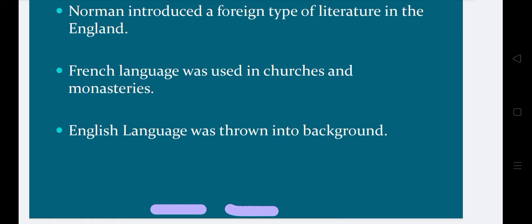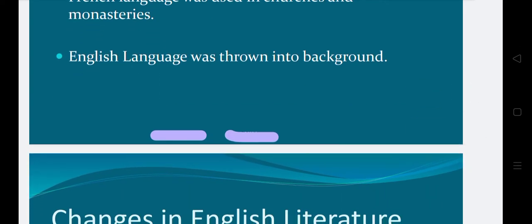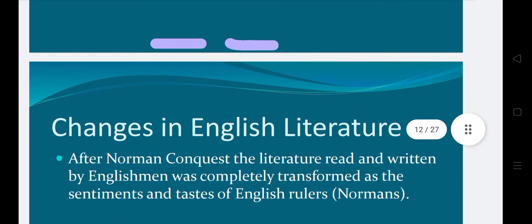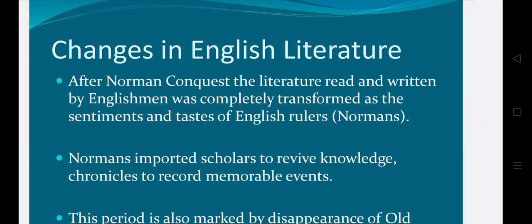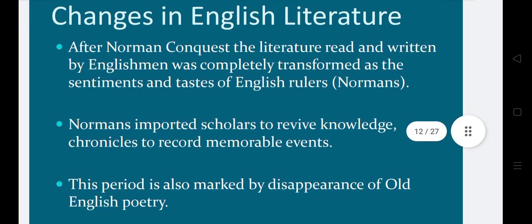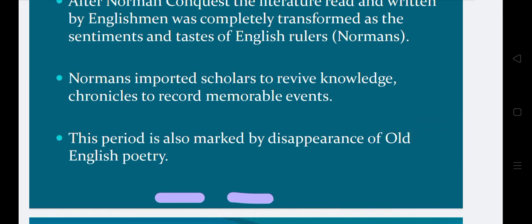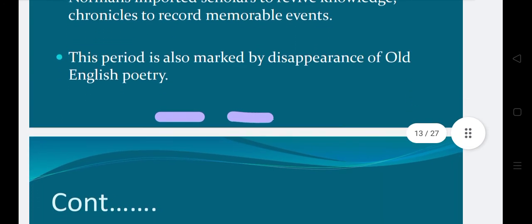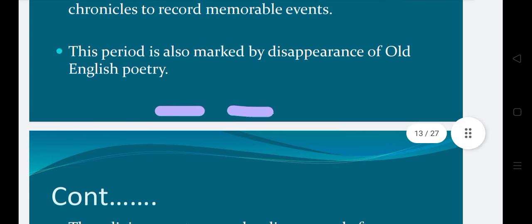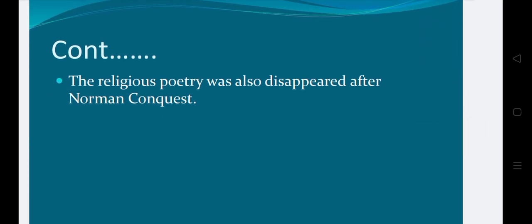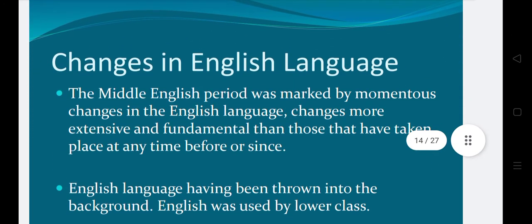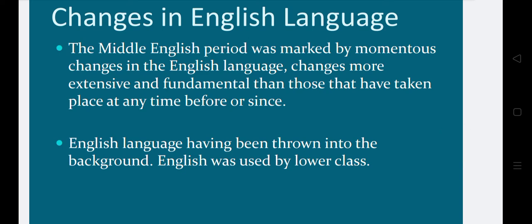French was used in churches and monasteries, and the English language was thrown into the background, which means its value was degraded, and very few people, the lower class ones, used to speak it. After the Norman Conquest, the literature read and written by Englishmen was completely transformed by the sentiments and taste of the English rulers, who were Normans. The Normans empowered scholars to revive knowledge and chroniclers to record memorable moments. This period is also marked by the disappearance of Old English poetry, and religious poetry also disappeared, and changes in language also took place in the Middle English period.